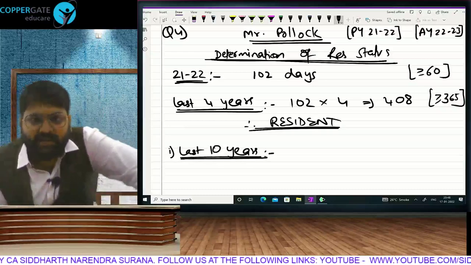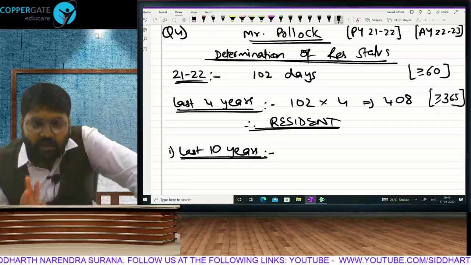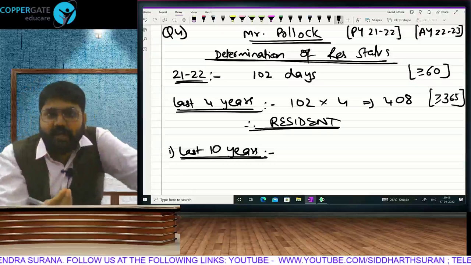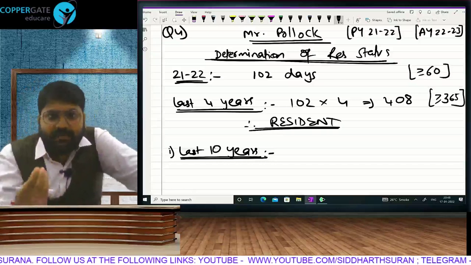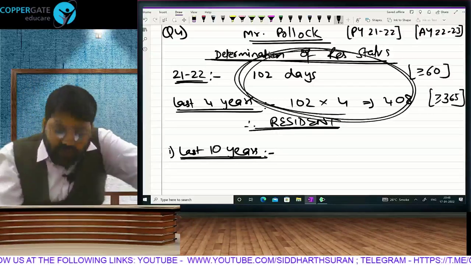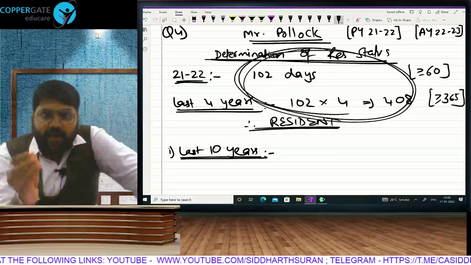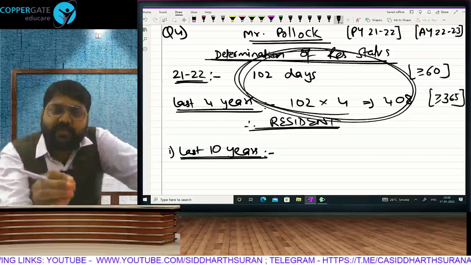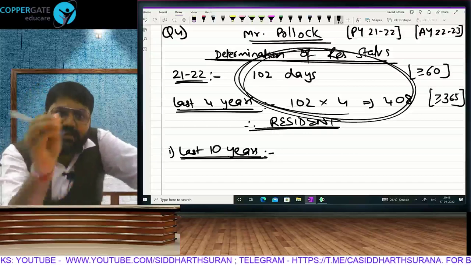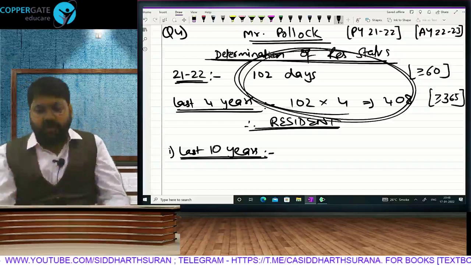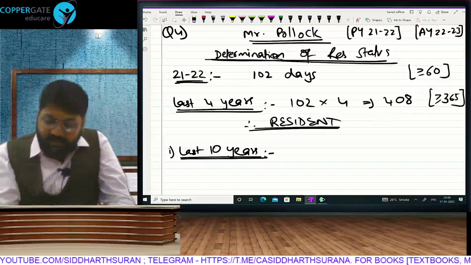Minimum 2, he has to be resident. Correct? I don't know how much maths you have studied in life or whether you are good in maths or not. If this calculation is applicable for 21-22 and he comes to India for 102 days every year, can I say 20-21, 19-20, 18-19, 17-18, all the 10 years, the same conditions are going to be applicable? And the same is the calculation?